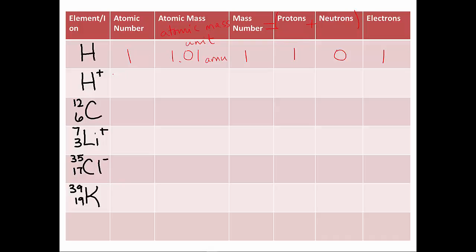Alright, now H+, that's a cation. That means we have lost an electron. So all of this info stays the same. Mass number of 1, protons 1, neutrons 0. But because we've lost an electron, now we have 0.